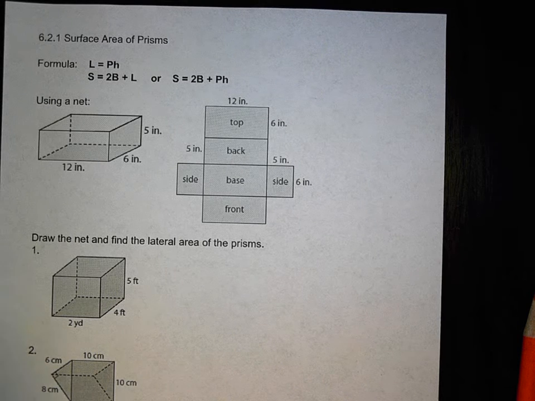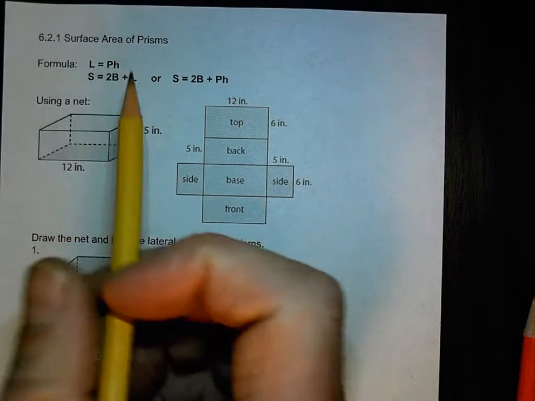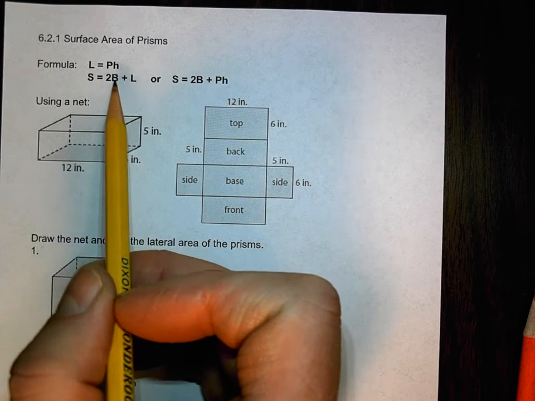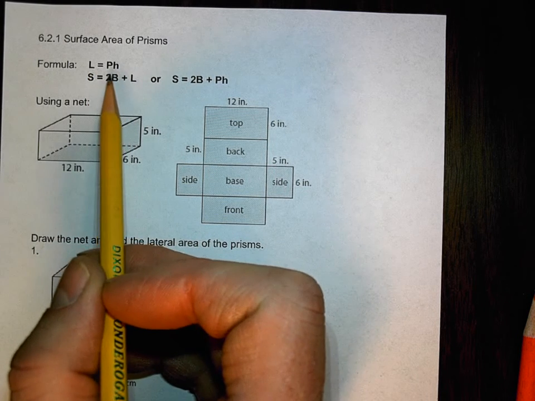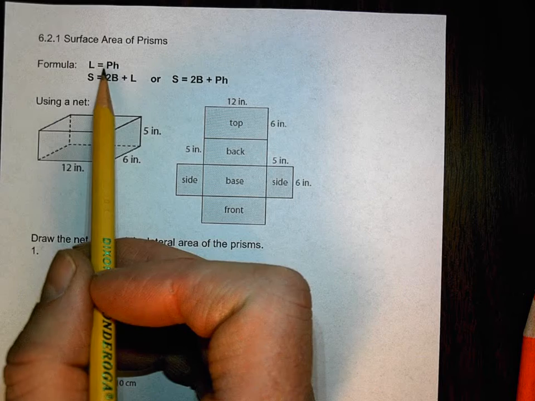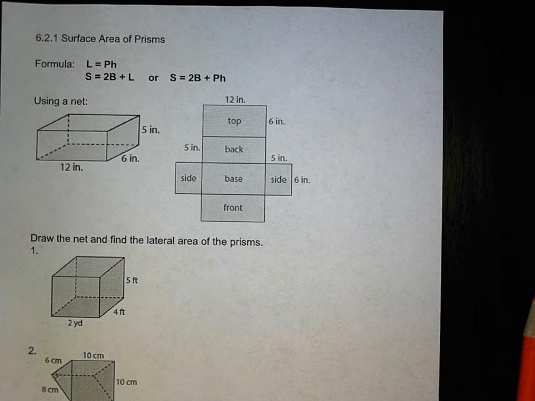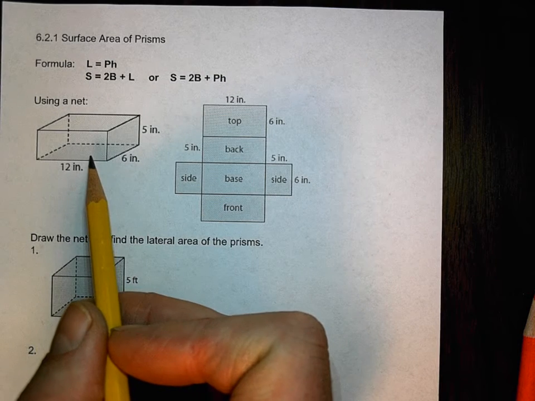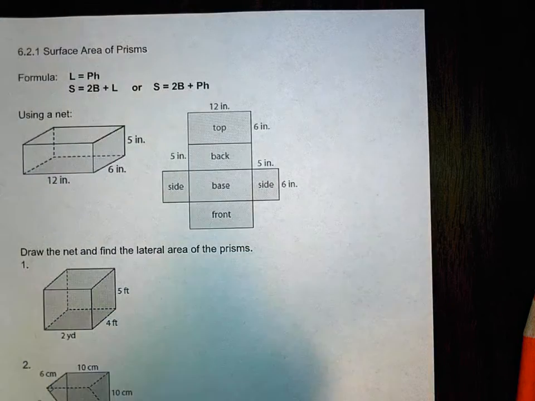So here I've got a figure. There are a couple of formulas, and I'll come back to this one, but I found that people are confused by this one. So I'm going to show you the net method, and you can use the others. So first we're going to talk about what this is. You can see I've got a rectangular prism. This is the net for that, meaning I deconstructed it.